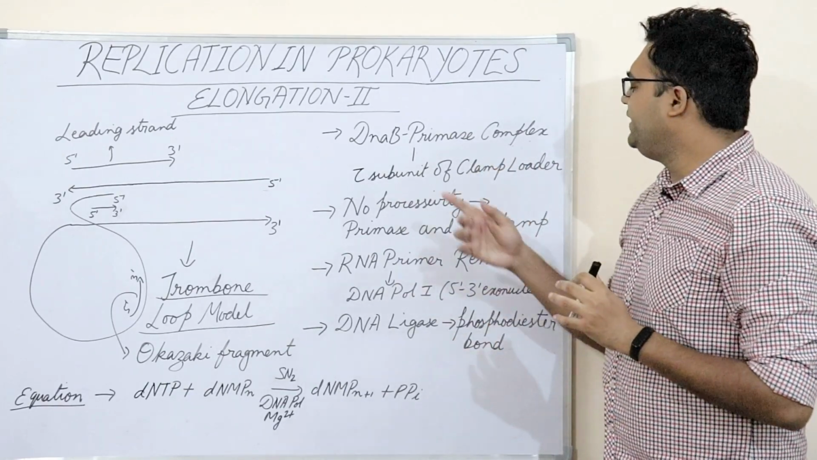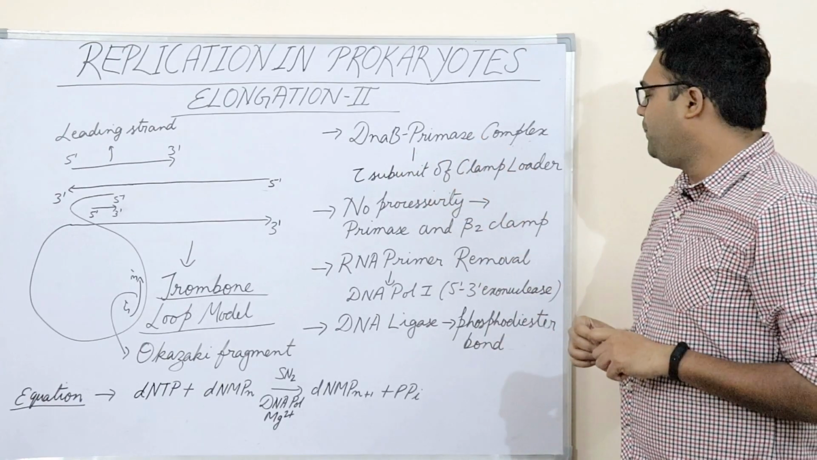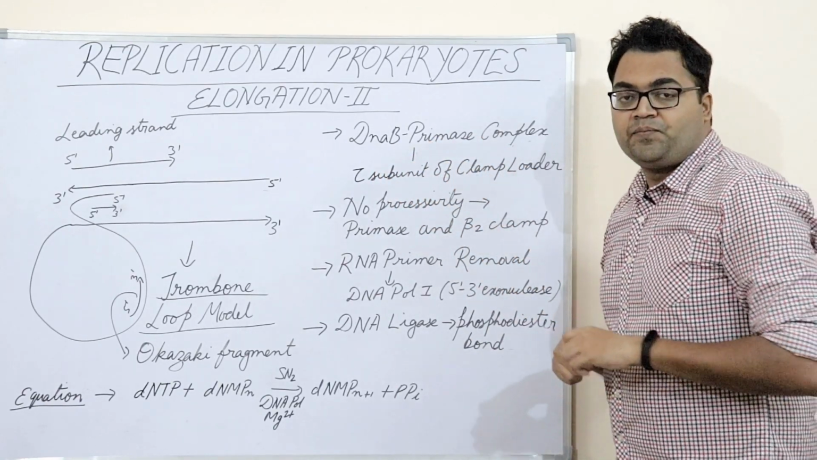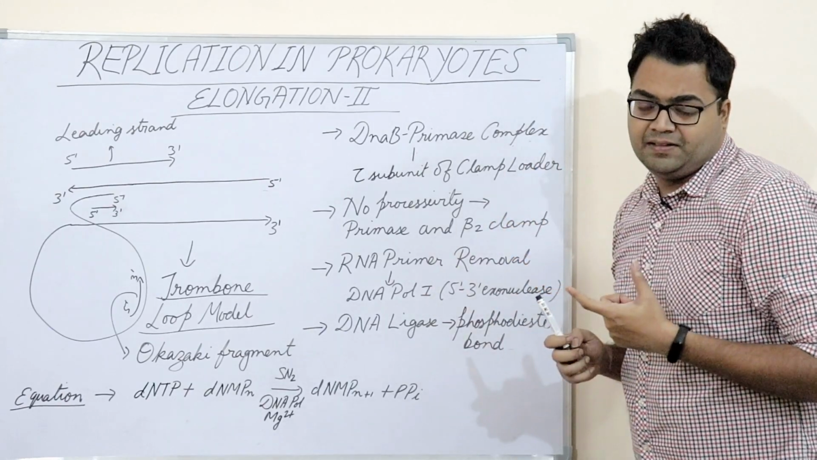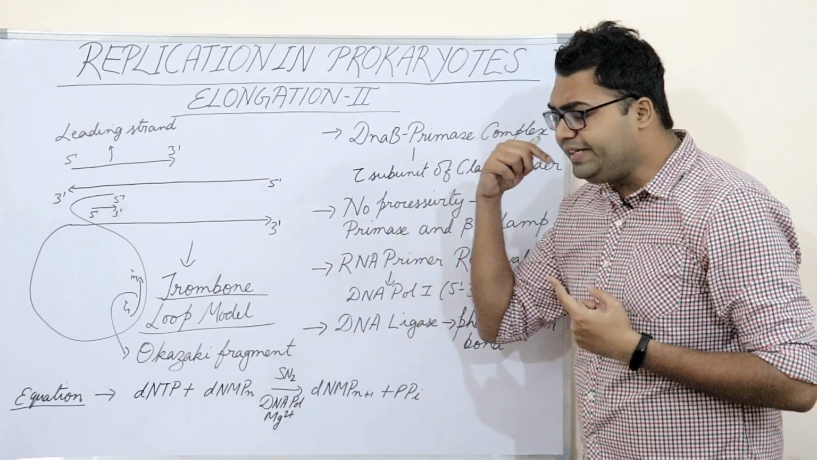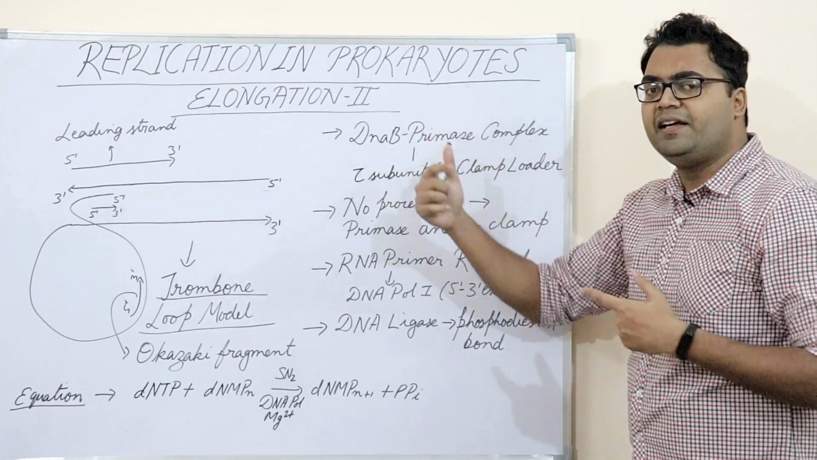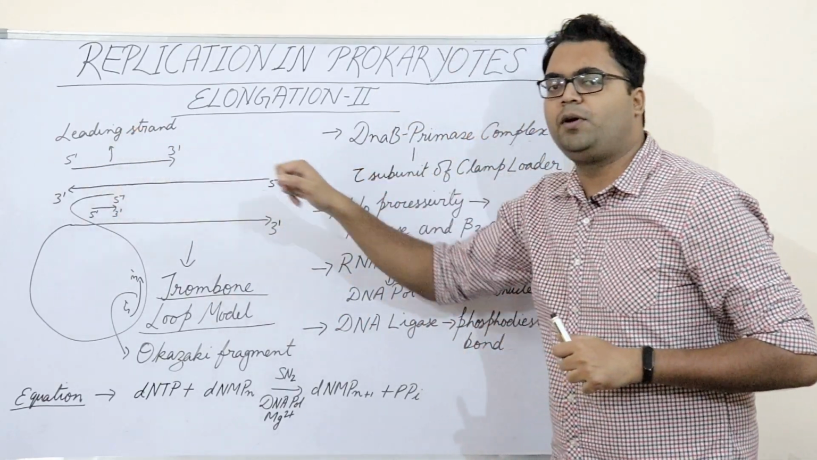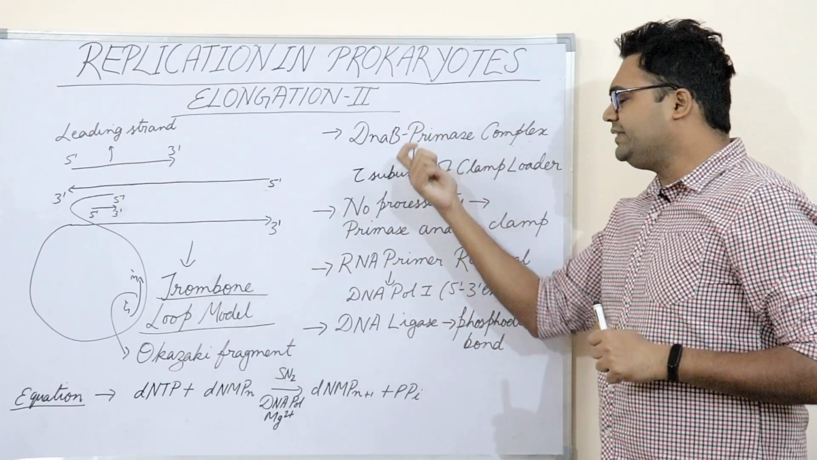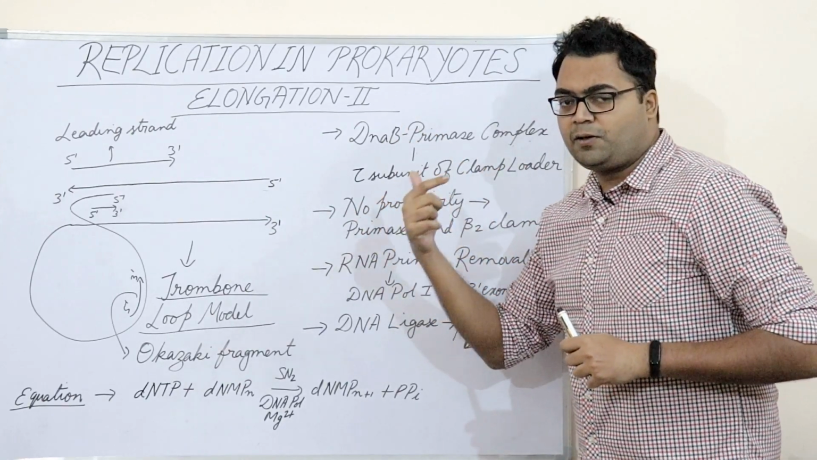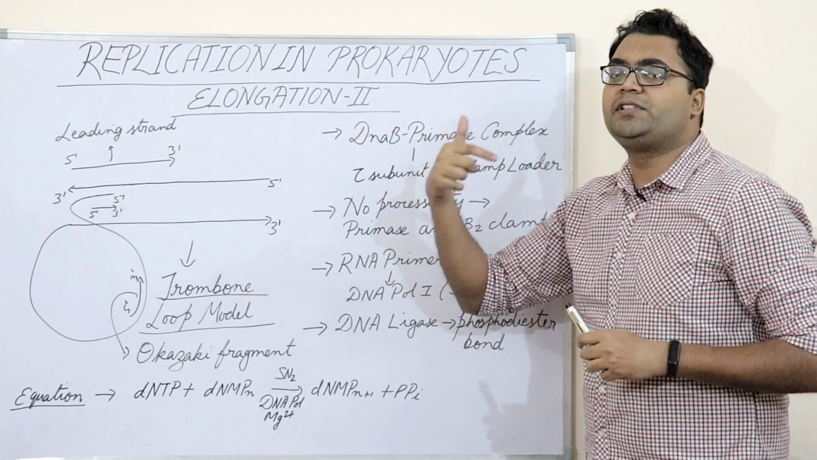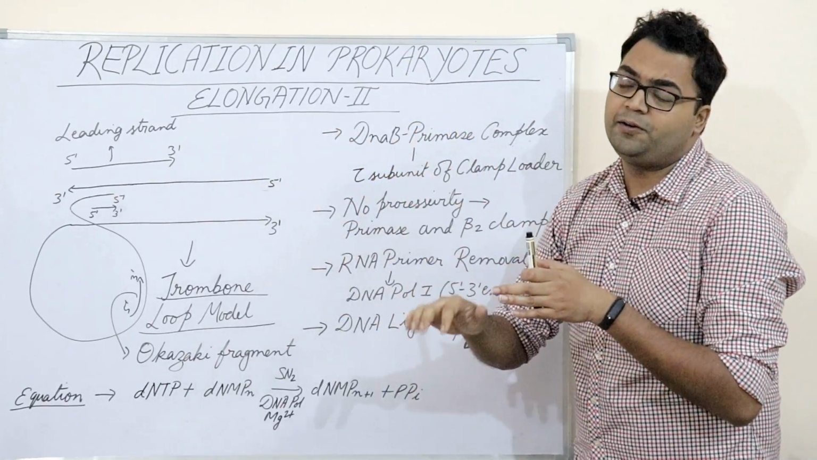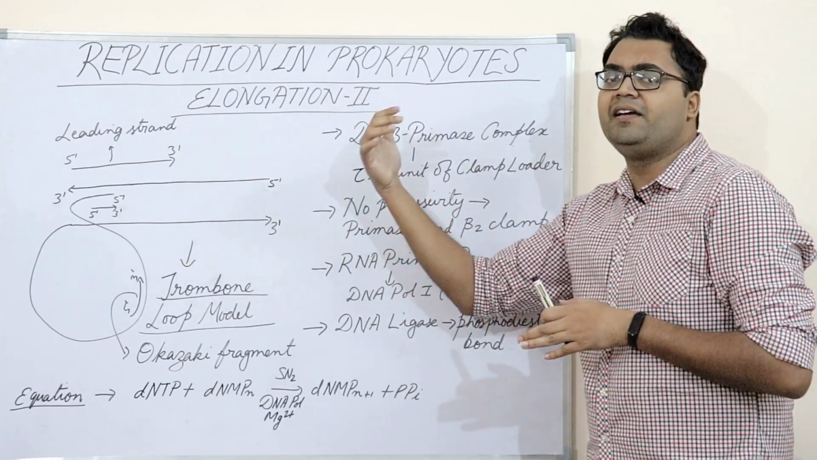Now the DnaB primase complex is attached to the tau subunit of the clamp loader. Thereby it does two things. Number one, it increases the speed of the DNA polymerase and causes the switch from DnaG to DNA Pol 3. Next, this association also increases the processivity and prevents the DNA polymerase 3 holoenzyme from falling off, which I had already explained to you in my previous video.